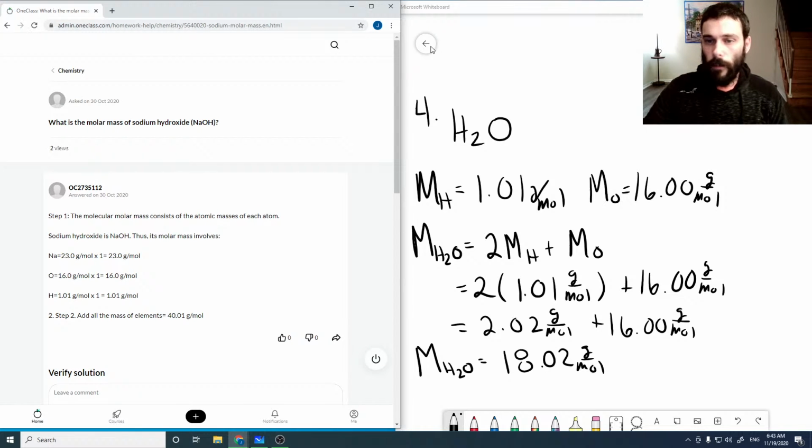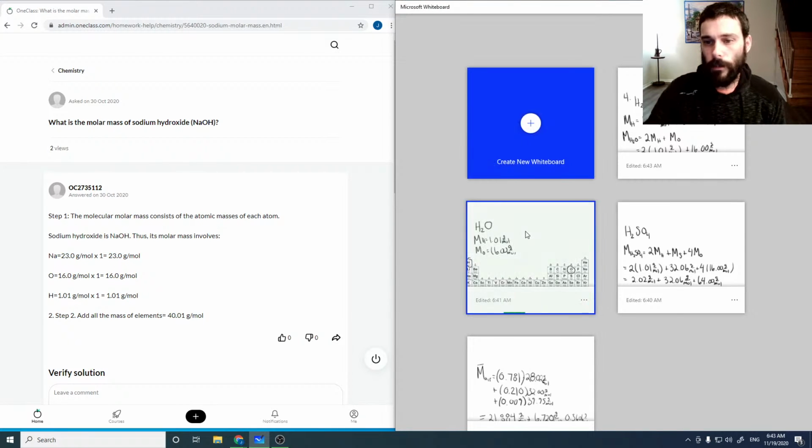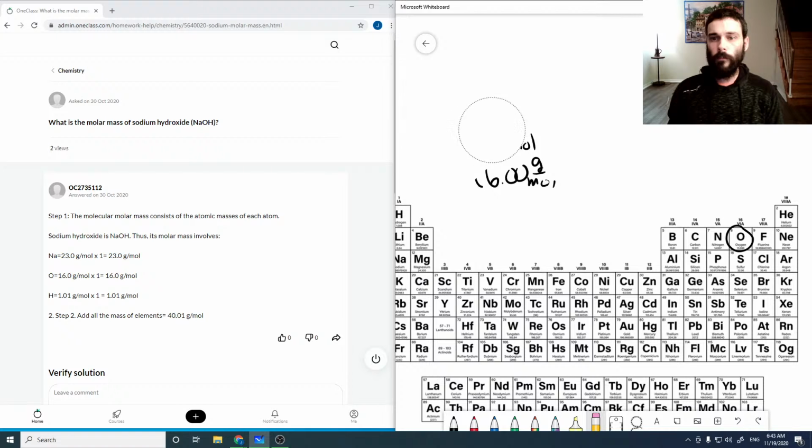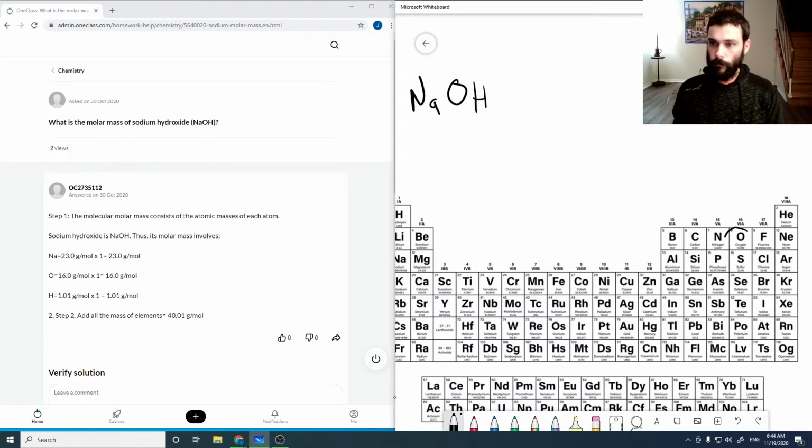And okay, so for the next one here, what is the molar mass of sodium hydroxide? So sodium hydroxide is just NaOH. Okay, so we're going to need oxygen, hydrogen, and sodium, which is over here.